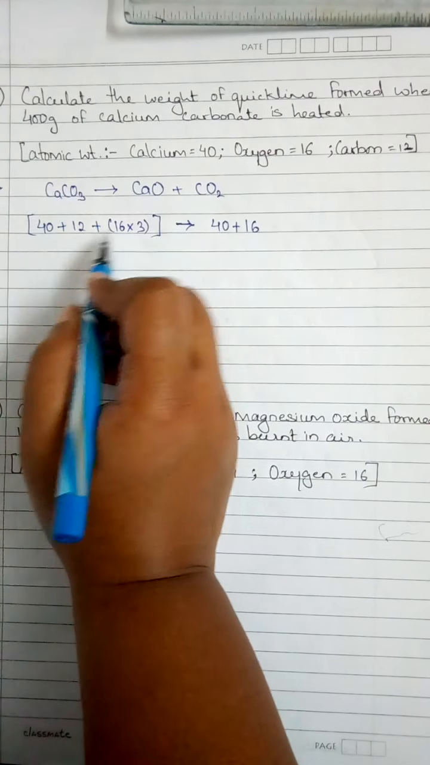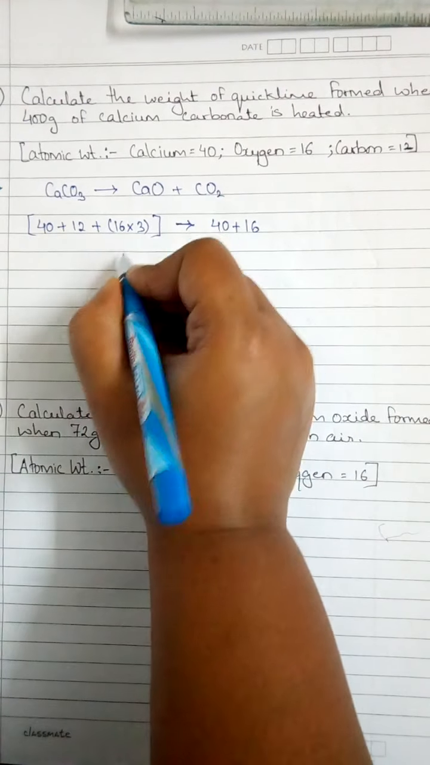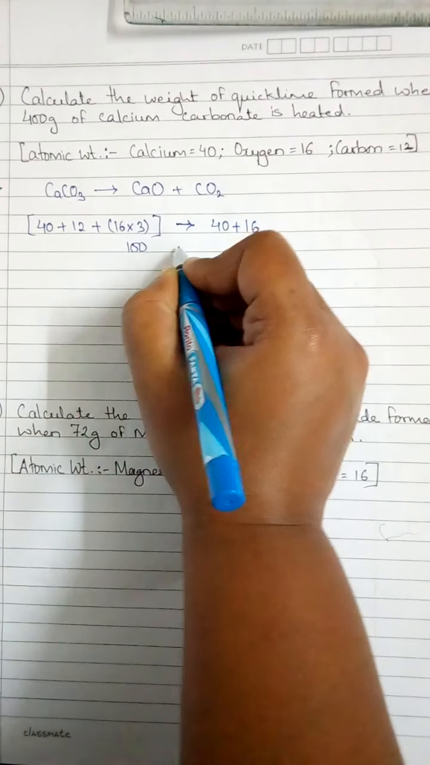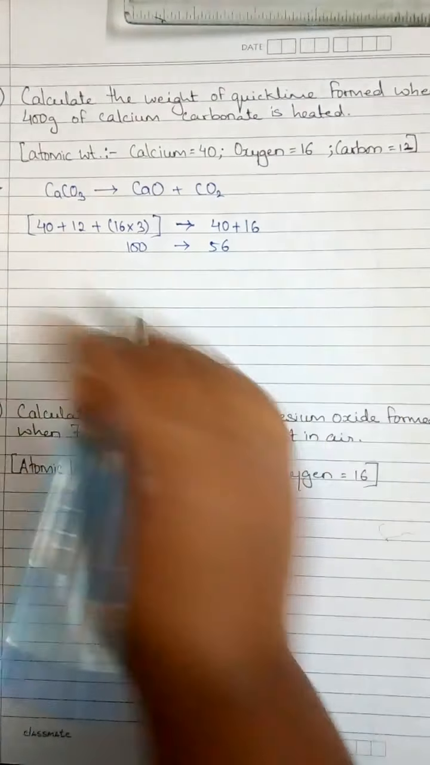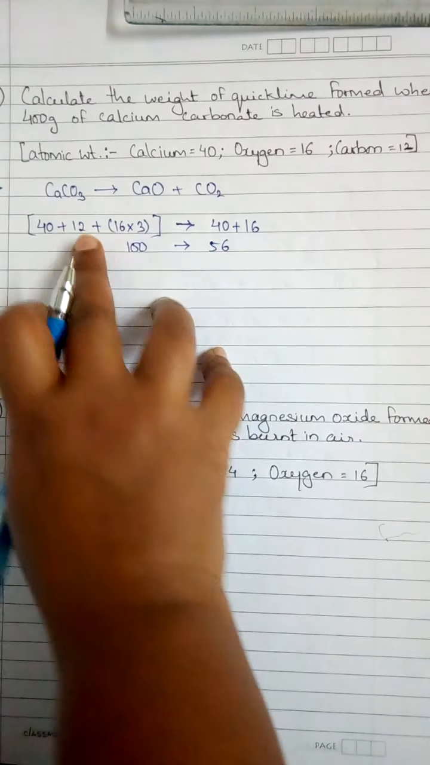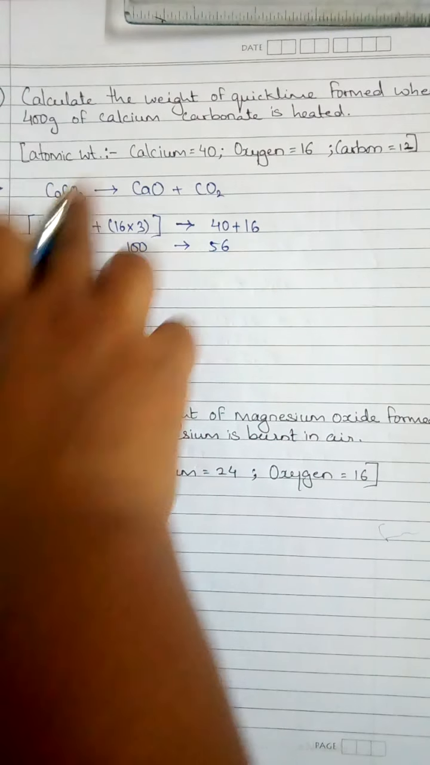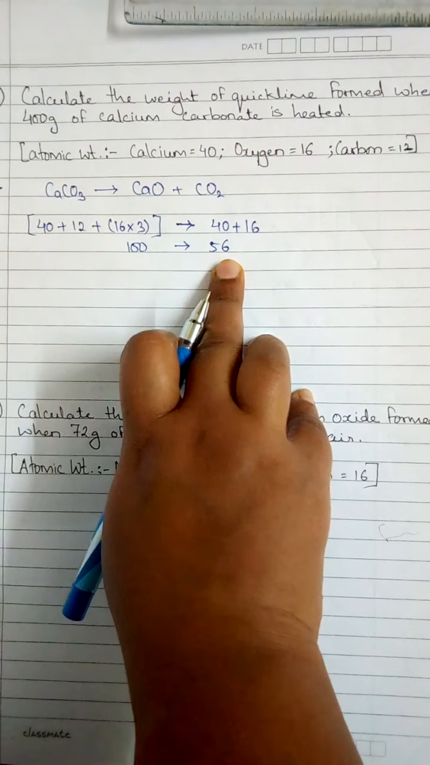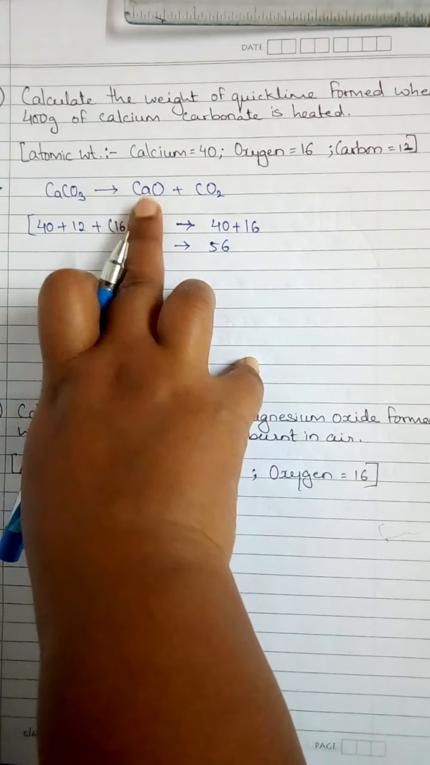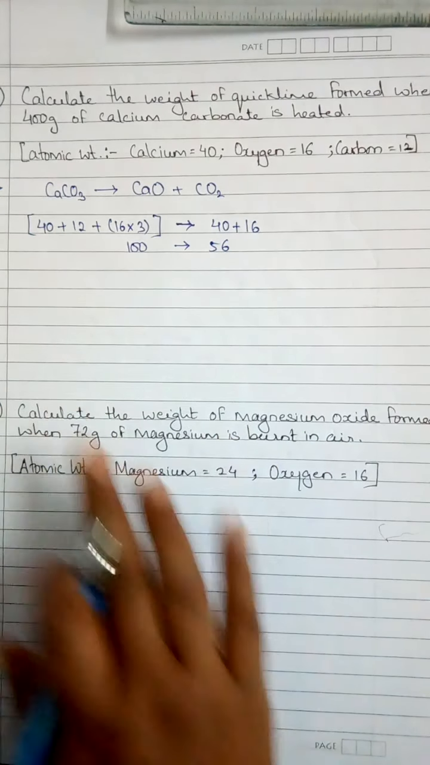So here now we'll solve this. So it will be 100. Okay, if we solve this, 100 will give me 56. Okay, that is the calculation that has been made. So if 100 gram of calcium carbonate is heated, we get 56 grams of quicklime, that is calcium oxide. Now that is what we have got.